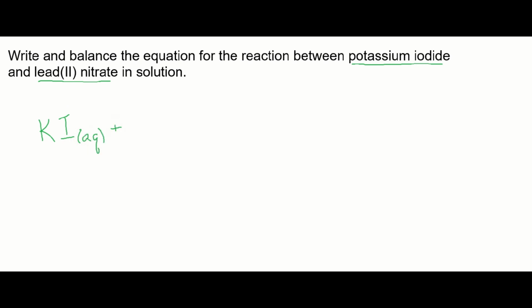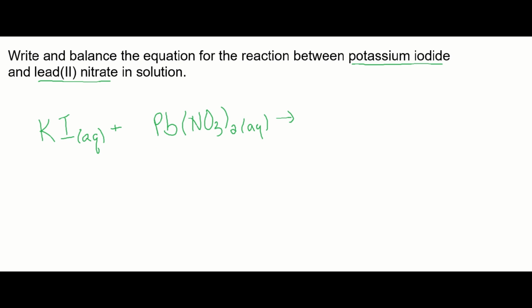Now the other reactant is lead 2 nitrate. So the symbol for lead is Pb, has a 2 positive charge, and nitrate is NO3 with a 1 negative charge. So the formula for lead 2 nitrate is Pb and NO3 in parentheses, and there's 2 of them. That's also in solution. At this point, you should recognize this is a double replacement reaction. We have 2 ionic compounds, and the cations and anions are just going to swap partners.